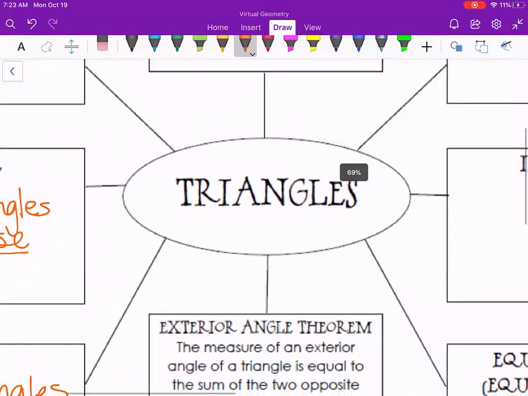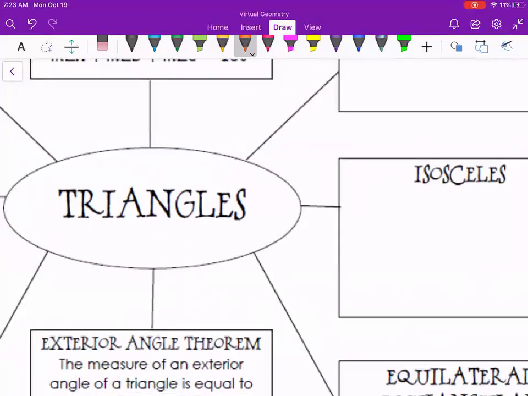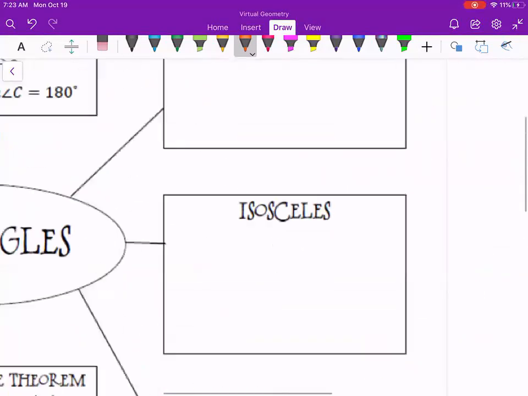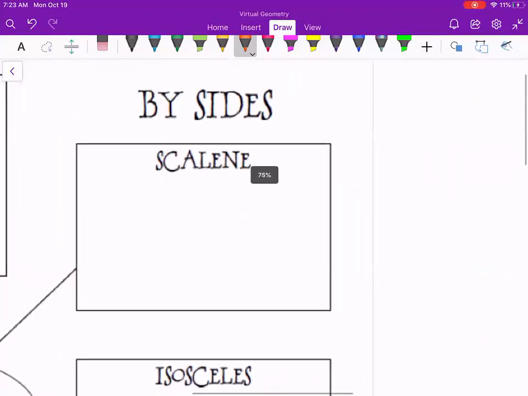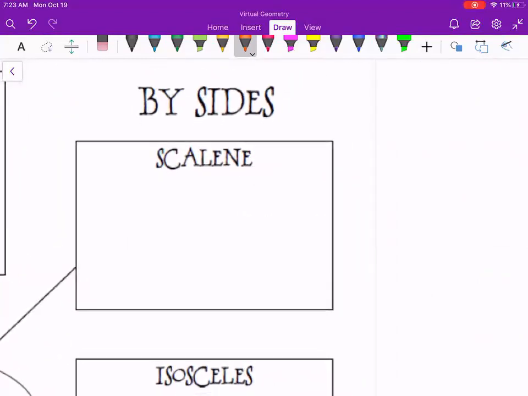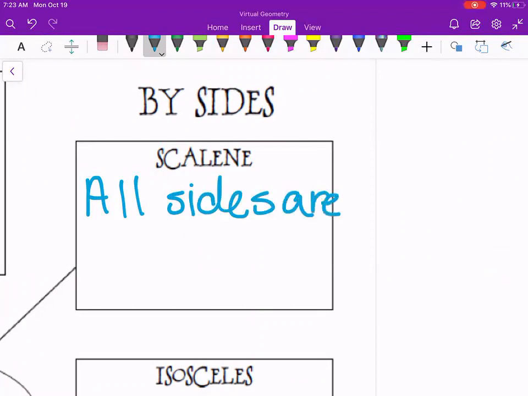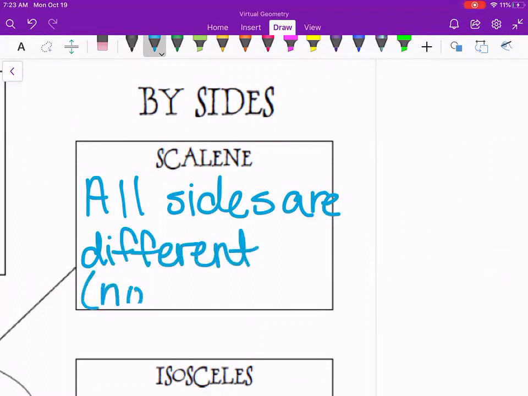Now, the other classifications of triangles that we get come in to the sides. So when we start looking at the sides of triangles, it's all about how long they are. So now we're looking at what's called a scalene triangle. And this means all sides are different. Or you can think about it as no congruent sides.